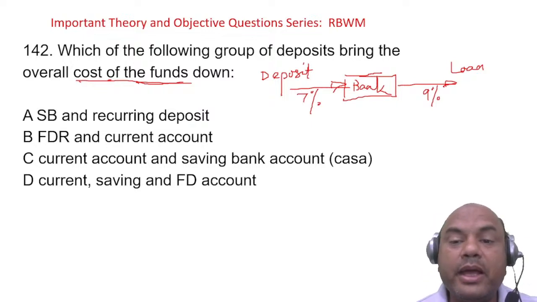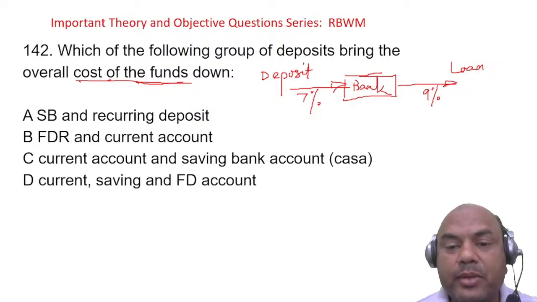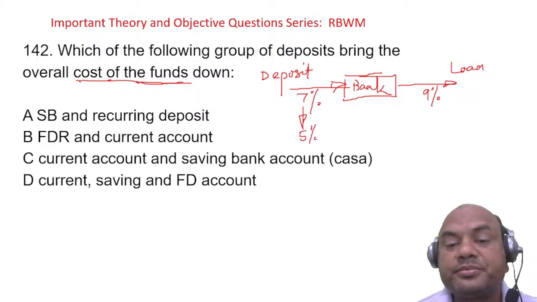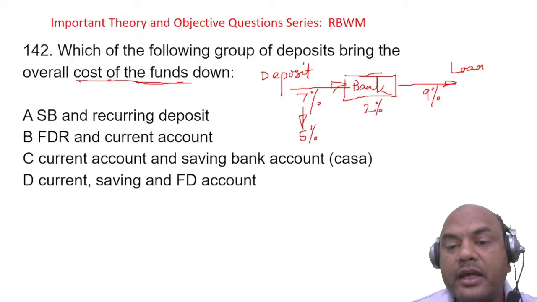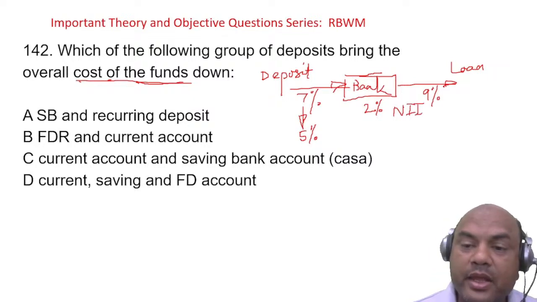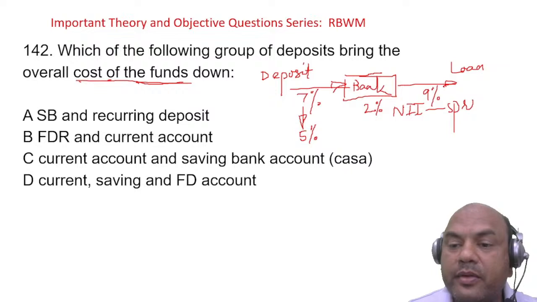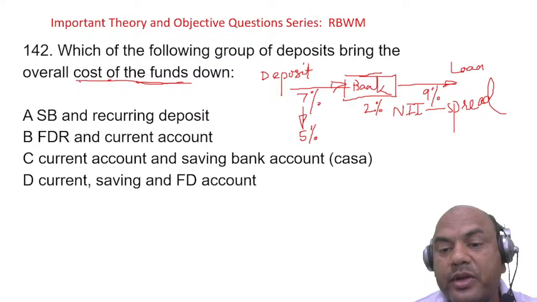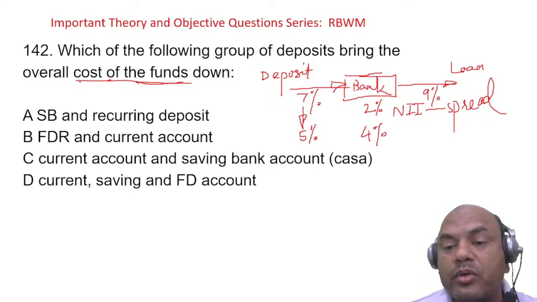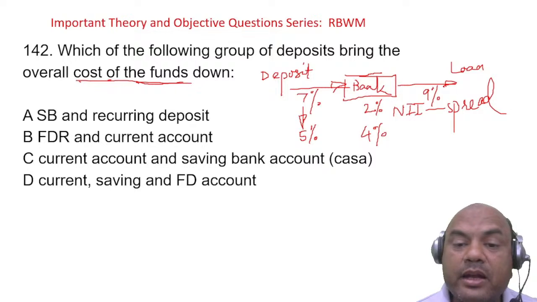So what is the main job of remaining in my hand? The main job is bringing this down. If I'm able to bring this down from 7% to, let's say, 5%, then what happens? The difference between these two, earlier this is called NII, 9 minus 7, 2% was my NII, net interest income, or spread we call it. So earlier it was 2%, now 9 minus 5, it is 4%. So I'm earning more. So which will bring it down?